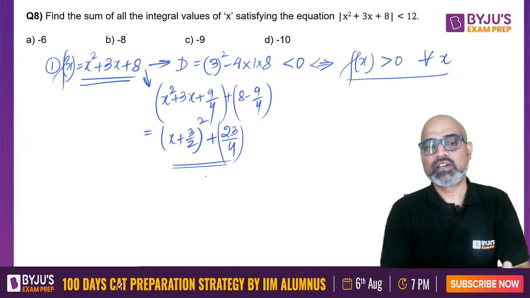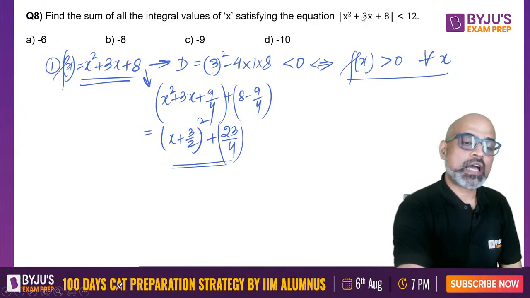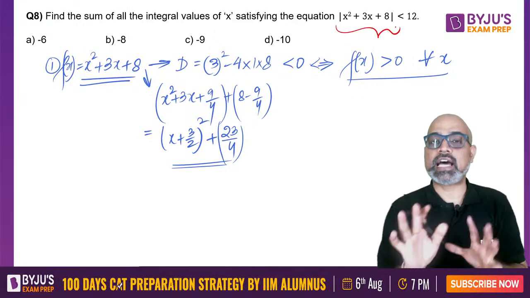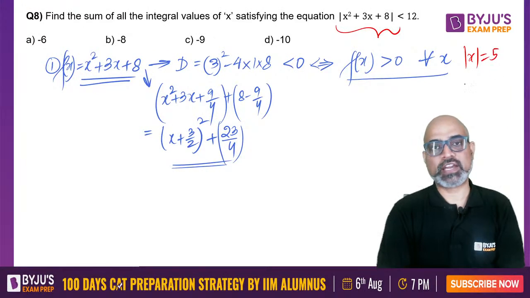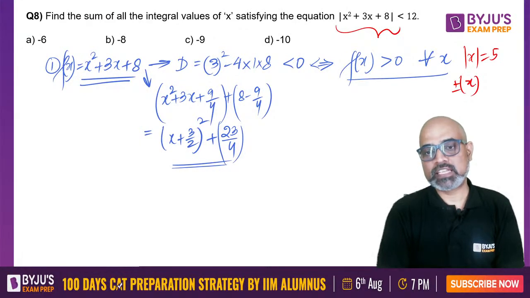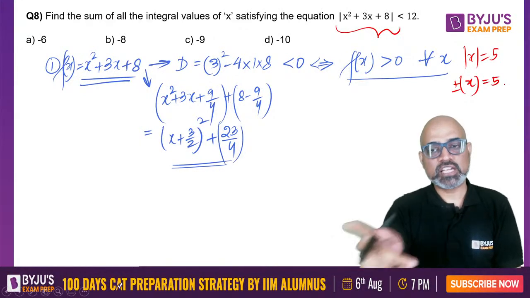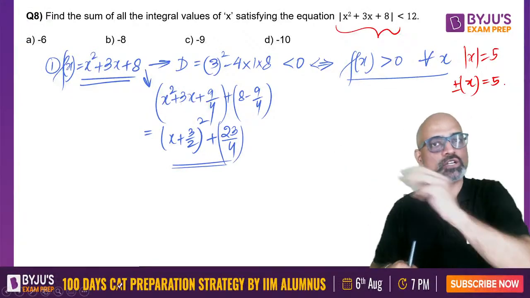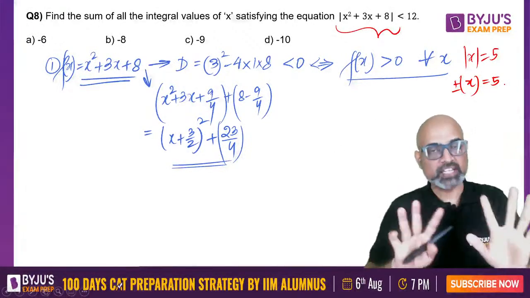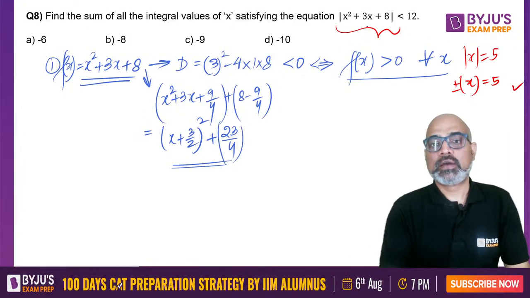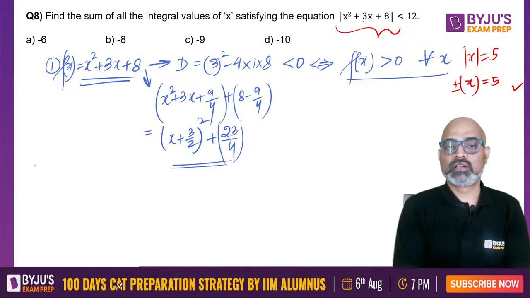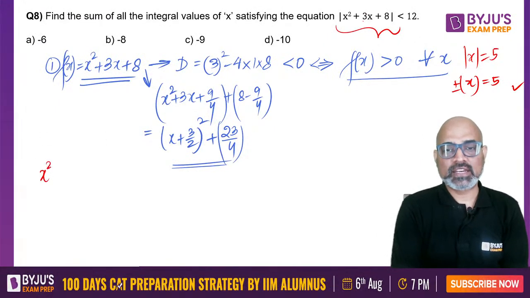ठीक है? So what now happens is, when you open a mod, what happens? जैसे कि if you are given mod x is equal to 5, and when you open the mod, what happens? Mod आप हटाते हो, you write plus minus before it, and then you solve two equations. One is plus x is equal to 5, the other is minus x is equal to 5. यही करते हो ना, plus minus दोनों लगाते हो, right?